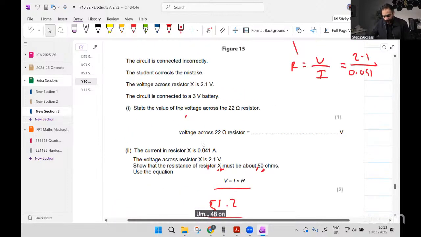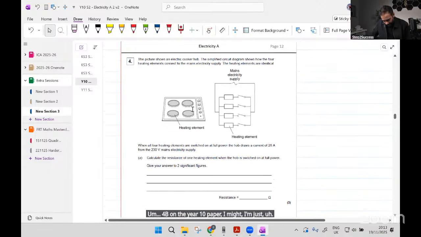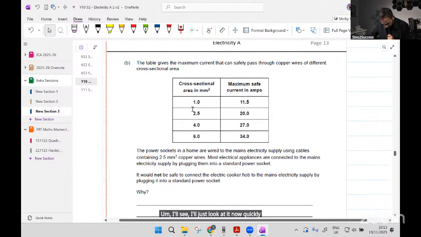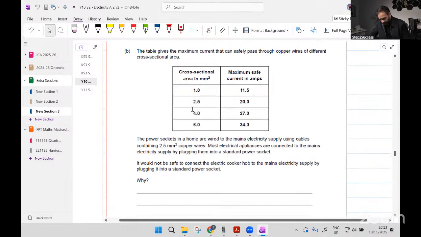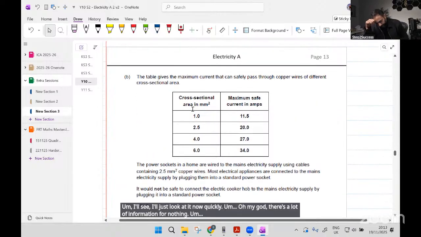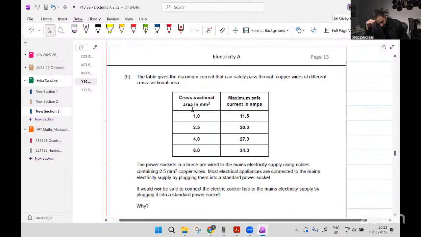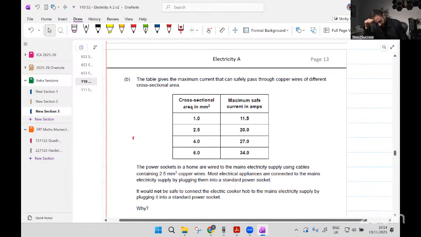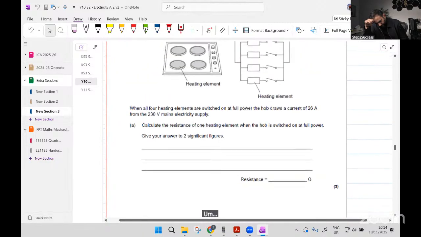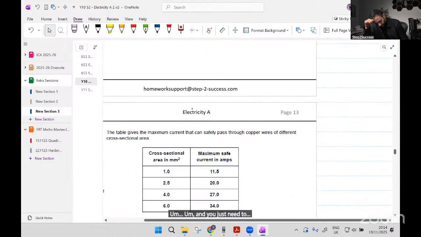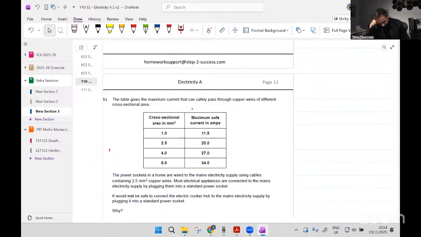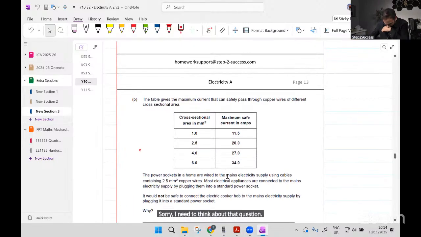4B on the year 10 paper. I'm just not able to do much today due to time. I'll just look at it now quickly. Oh my God, there's a lot of information for nothing. Sorry, I just need to think about that question. I think it's hard to do this without looking at everything else.